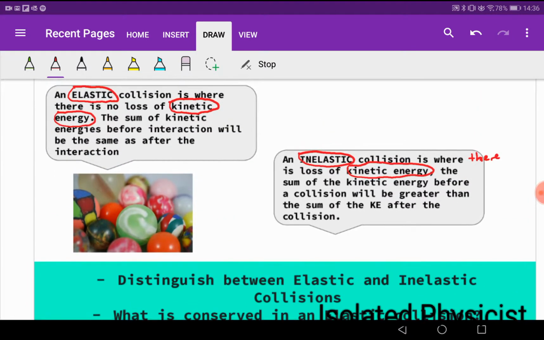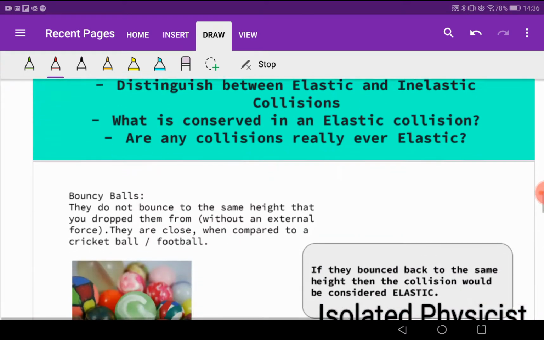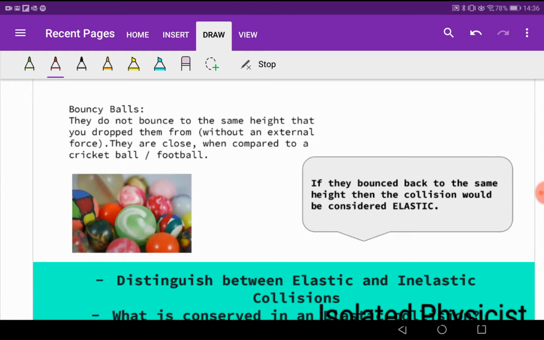The way I remember that is by a bouncy ball. Bouncy balls are kind of elastic, and a bouncy ball will always come up to the same point from which you drop it if it's elastic. Obviously, if you were to drop a bouncy ball onto a stone floor or a hard floor, they do not bounce up to the same height in reality. And the reason they don't do that is because it's not an elastic collision.